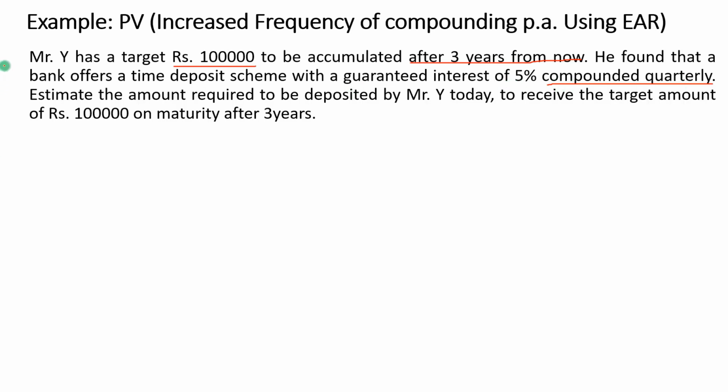Then he found a bank deposit scheme, fixed deposit scheme with a guaranteed interest of 5%, but which is compounded quarterly, which means that here value of M is again 4. Estimate the amount required to be deposited by Mr. Y today so that he can receive the target amount of rupees 1 lakh on maturity. So this is a present value case, as he requires to receive 1 lakh rupees after 3 years. Then we are required to find out how much he is required to invest.